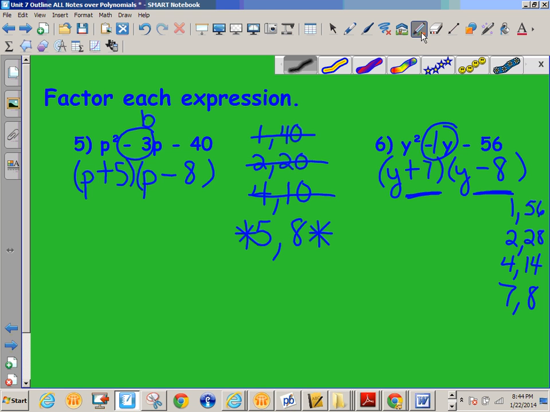I hope you really enjoyed your lesson today on finding the factors of trinomials in the form ax squared plus bx plus c.